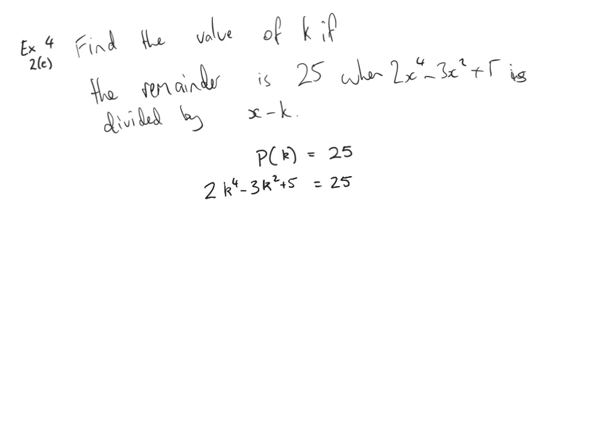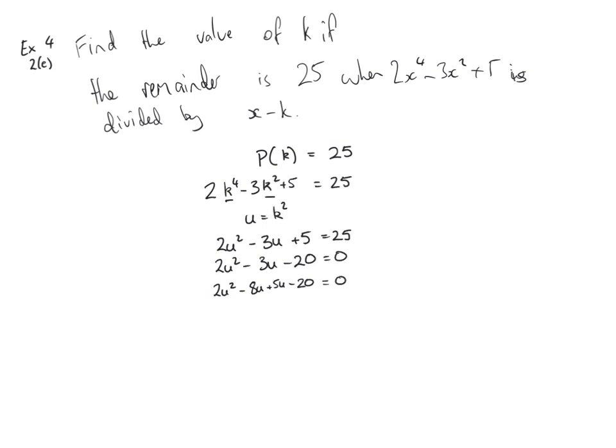We'll have to factorize this, but it might be more aesthetically pleasing if we substitute, say, a u value in for k squared at this point, making this 2u squared minus 3u plus 5 equals 25. Move all values to the left-hand side of the equation, we end up with 2u squared minus 3u minus 20 equals 0. We then factorize this expression, so maybe 2u squared minus 8u plus 5u minus 20.